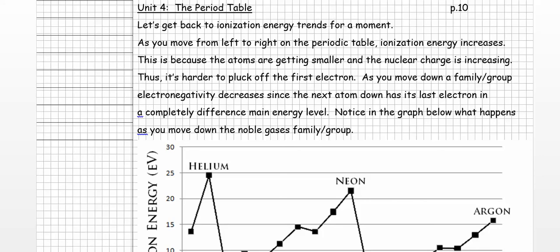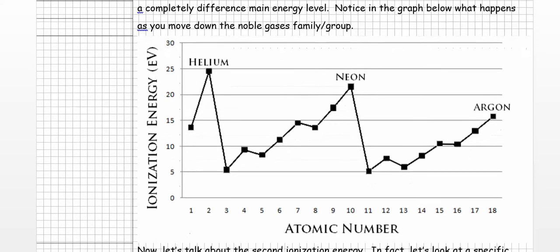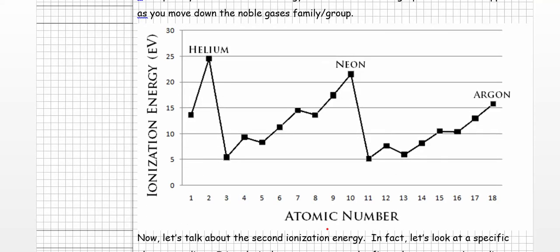Now, as you move down a family or a group, electronegativity decreases since the next atom down has its last electron in a completely different main energy level, one that's much further away than the previous main energy level. So notice in the graph below what happens as you move down the noble gases family or groups. So let's take a look at this graph charting atomic number versus ionization energy.